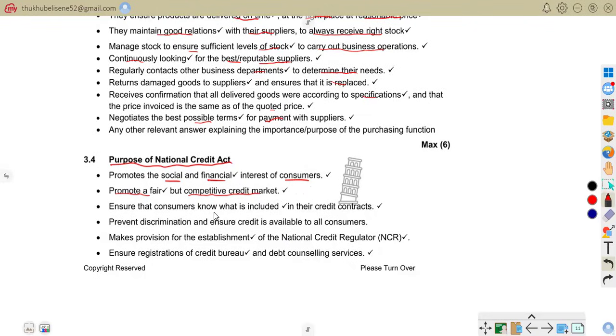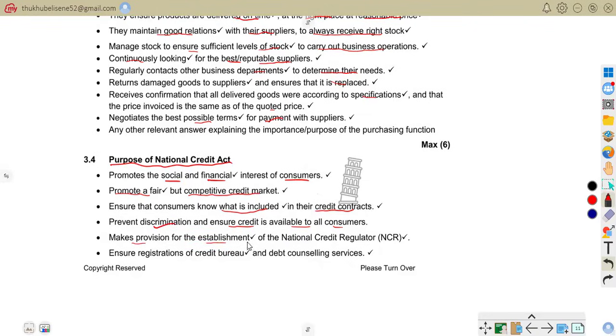It also ensures that consumers know what is included in their credit contracts. So it ensures consumers understand contracts. You can talk of credit terms, meaning credit terms must be clear. So that is clear loan agreements. It prevents discrimination and ensures credit is available to all consumers, so they ensure equal access to credit.